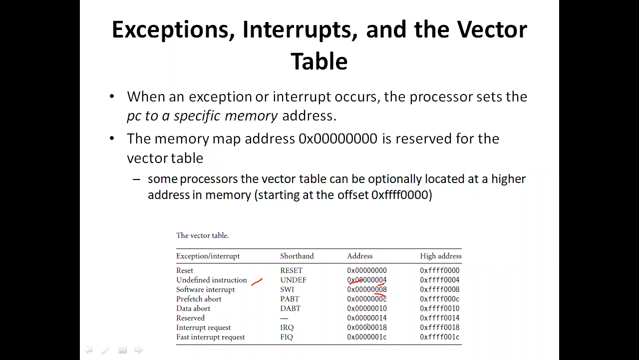The memory address 0x14 is reserved. When there is an interrupt request to the ARM processor, the execution will begin from memory address 0x18. For fast interrupt request, the interrupt vector address is 0x1C. This is in the lower memory address space. In some systems, the higher memory address, which starts from 0xFFFF0000, is reserved for these interrupts and exceptions of an ARM processor.